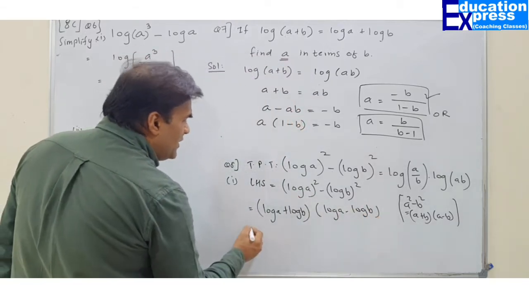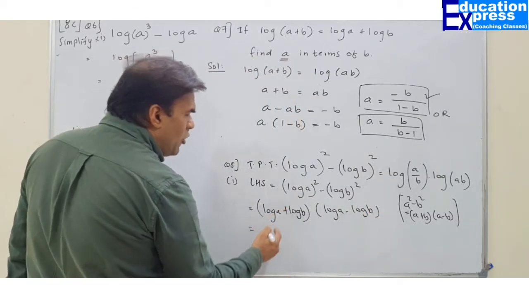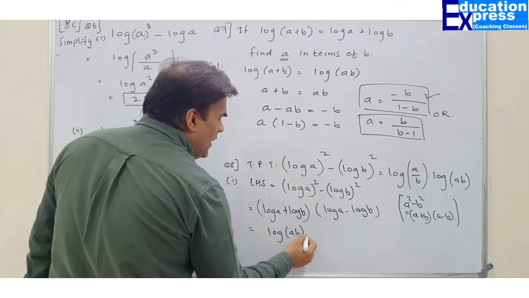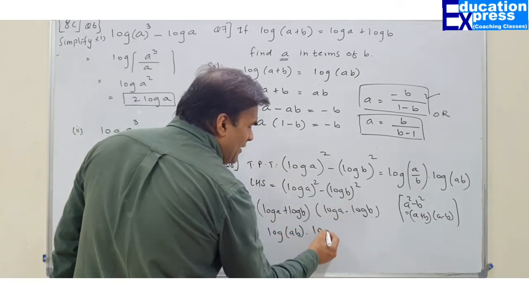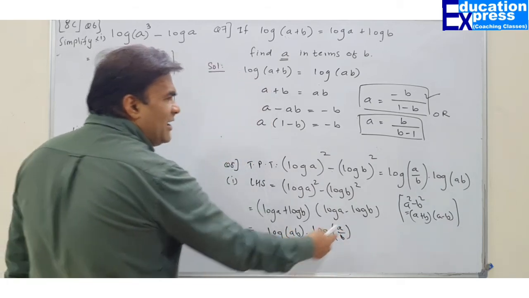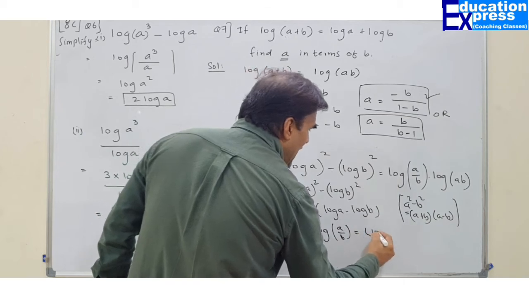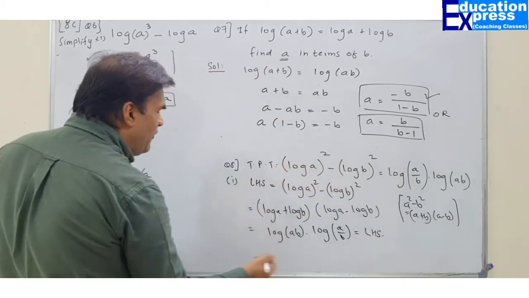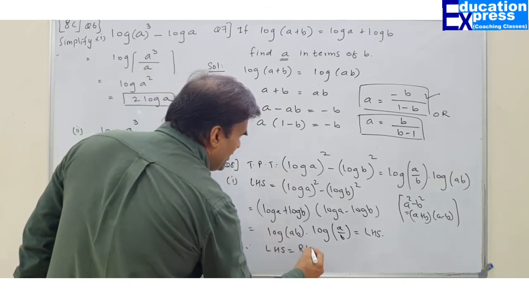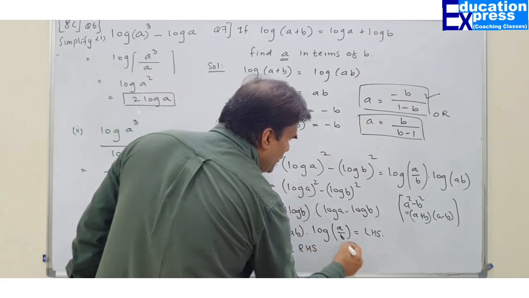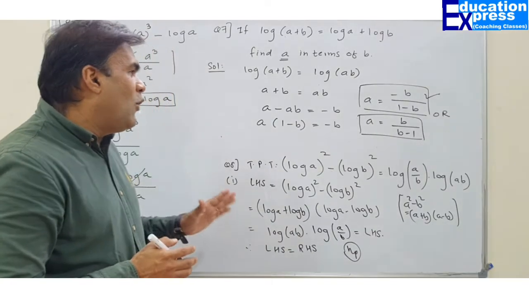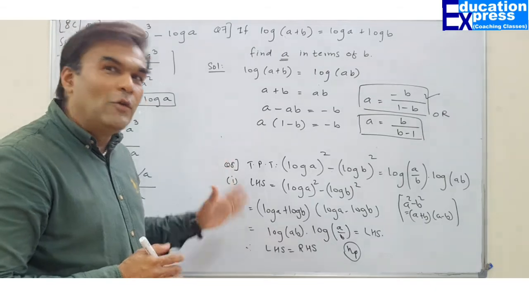So what do we do? Sir, in this case log a plus log b, first formula, can be written as log ab. And log a minus log b can be written as log of a upon b. This is exactly equal to your RHS. Therefore, hence LHS equals RHS. Hence proved. So it was a very simple question provided you know the principles of logarithm.